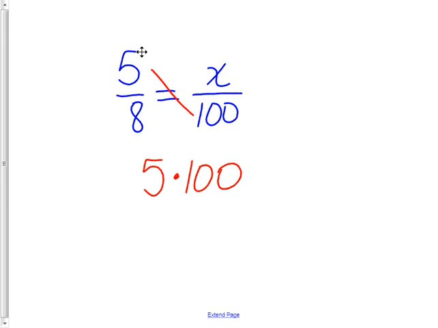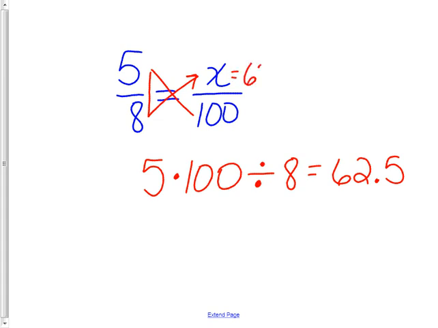And I could do 8 times x and set it up as an equation, and say 5 times 100 is equal to 8 times x. But remember, the shortcut for solving a proportion or finding the missing number here is to multiply the two that are diagonal from each other, divide by the one that's left, and that will give you what your variable is. So 5 times 100 is 500, divided by 8 equals 62 and 5/10. So 5/8 then is equal to 62 and 5/10 out of 100, or 62 and 5/10%.